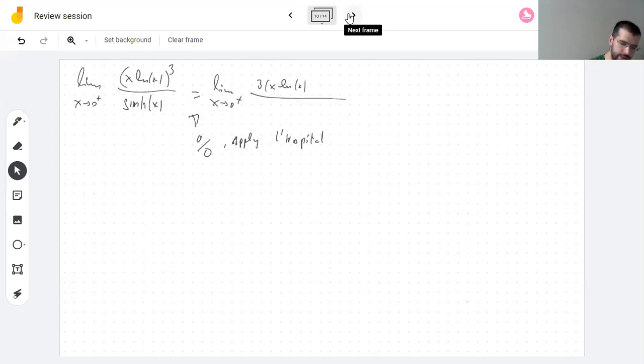So the numerator looks like a composition of x log x with the cube. So let's use the chain rule. Derivative of the outside times the derivative of the inside. So the derivative of the inside, well, the inside is a product. So it's 1 times log x plus x times 1 over x. And the derivative of hyperbolic sine, you can use the book. It's hyperbolic cosine.